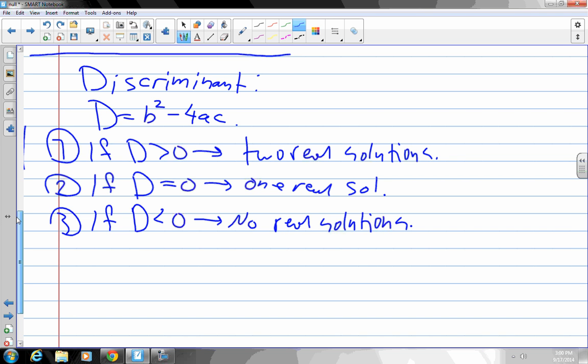Okay? So just a little thing, they'll ask you on the homework, compute the discriminant, or just tell me how many solutions it has. You just go quick, discriminant. Okay, so it's positive, 2 solutions. All right. One last example.